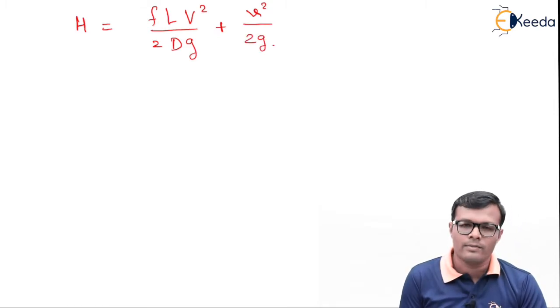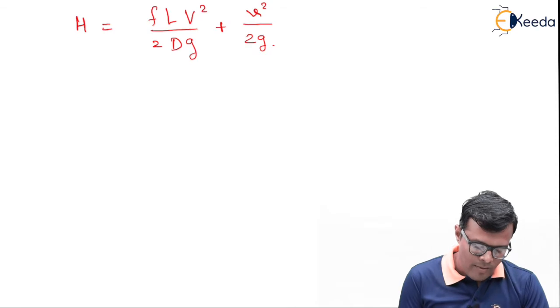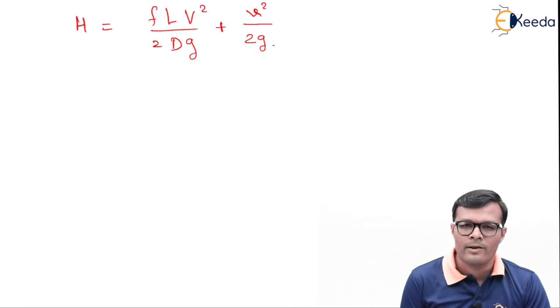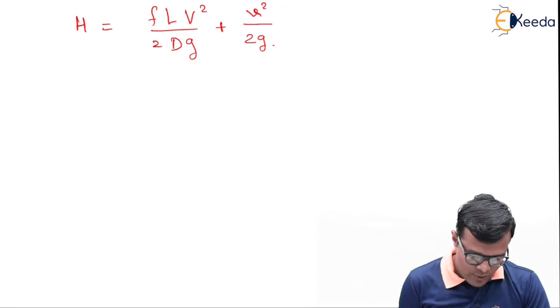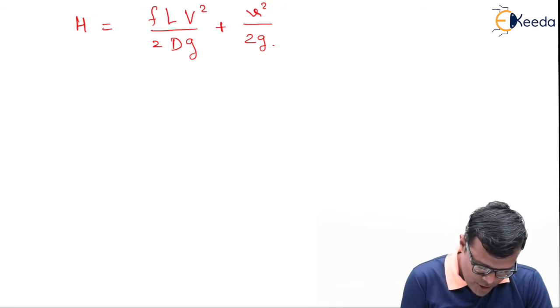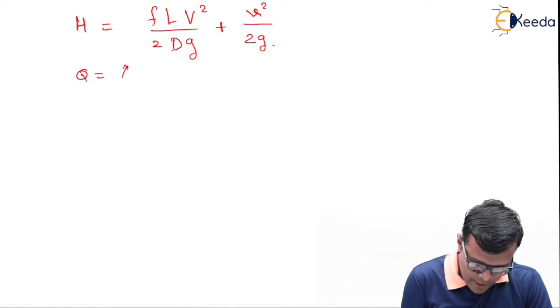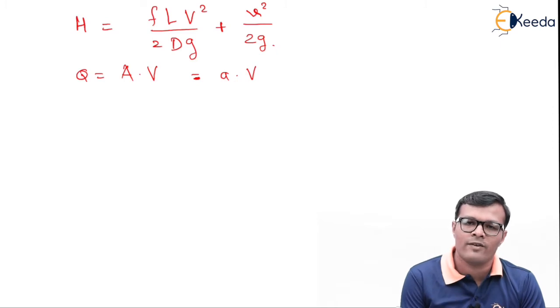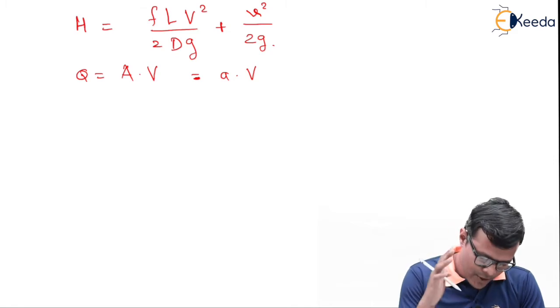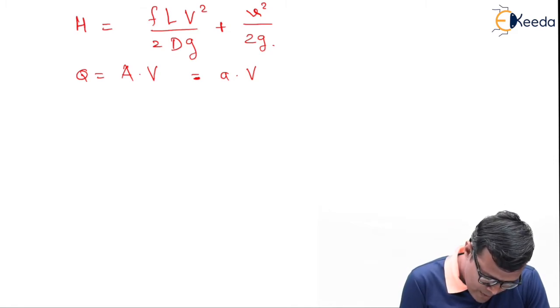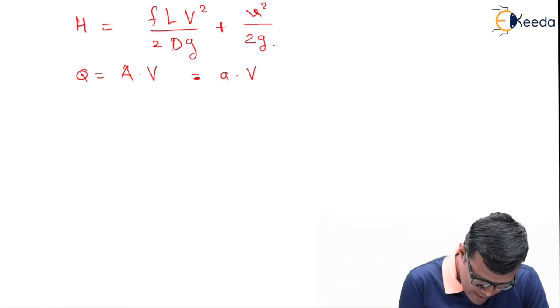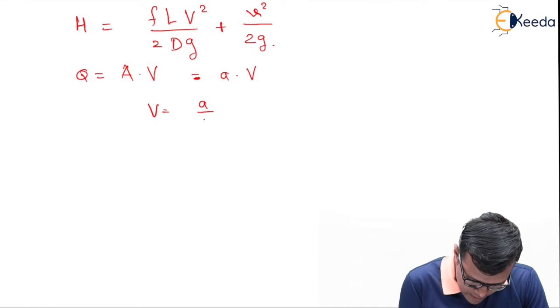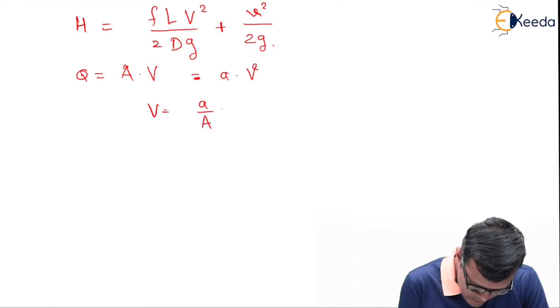In the terms, if we observe, this 2g is common but the difference is in the velocities. So to get a relation between velocities, we can use the continuity equation, that is discharge Q is equal to capital A into capital V is equal to small a into small v, where capital A and capital V are the area and velocity at section 1, and small a and small v are the area and velocity at section 2. So we can replace this capital V. So capital V is equal to small a upon capital A times small v.